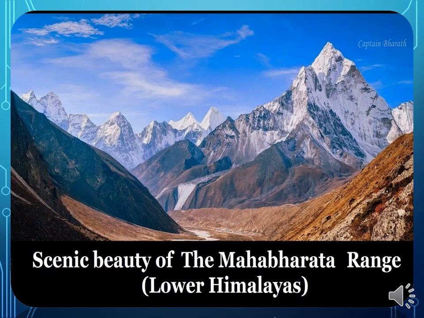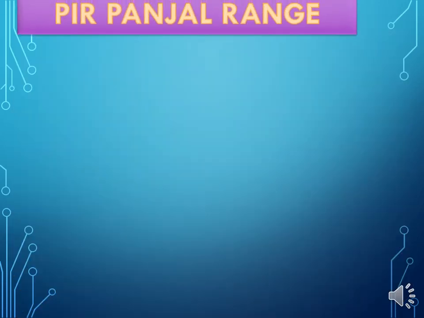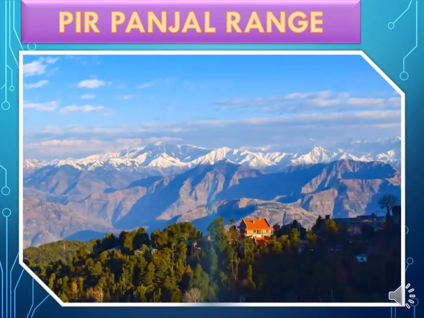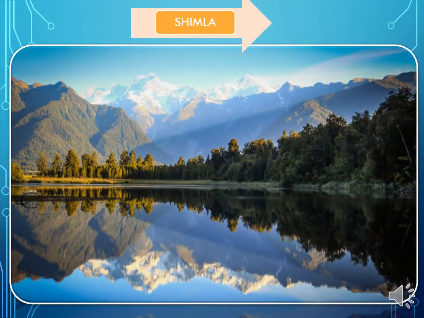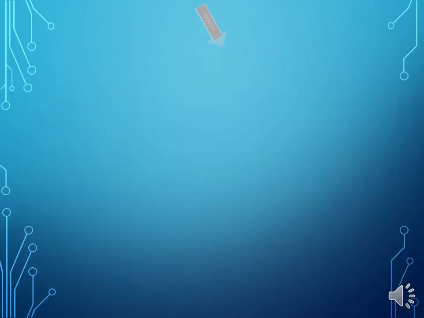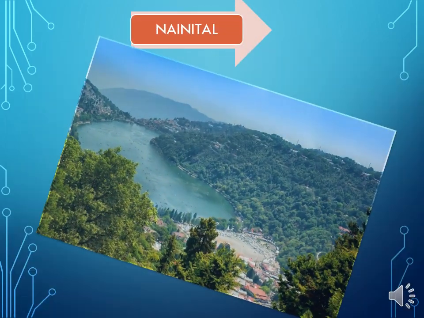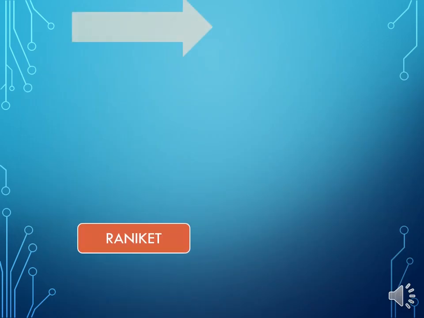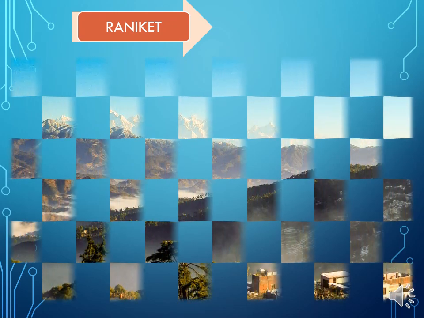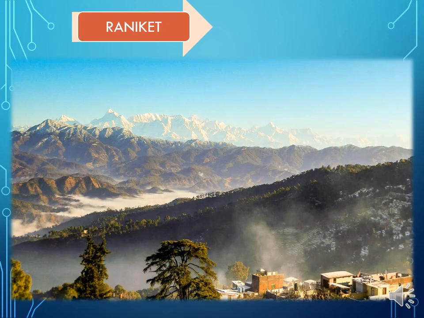This is the picture of the Mahabharata range. Here you can see the picture of the Pir Panchal range. Here is a picture from Shimla. Here is one of the pictures clicked from Nainital. This is a photo taken from the famous hill station Ranikhet.